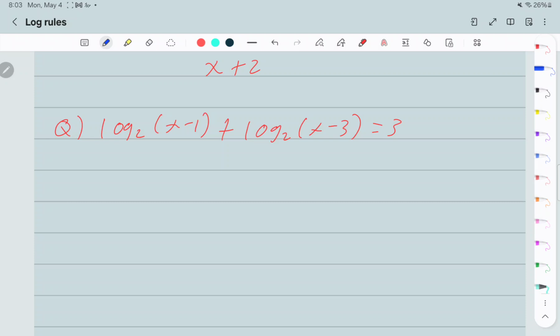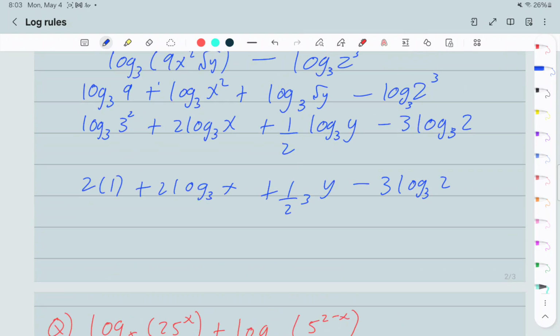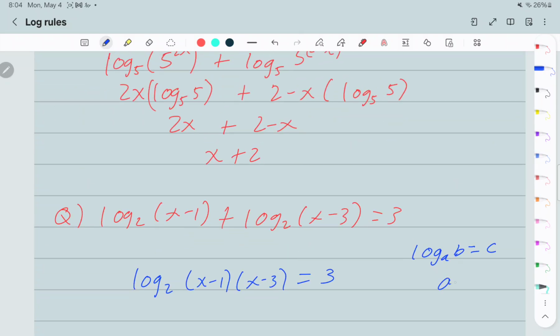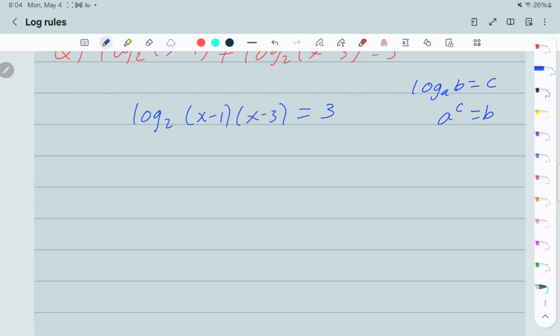And this could be solved by saying there's a plus sign, so you multiply them. log 2 of (x minus 1) multiplied by (x minus 3) equals 3. And then you can simply apply the definition. Remember this definition: log_A B equals C is the same as A to the power C equals B. We're going to apply the same definition here.